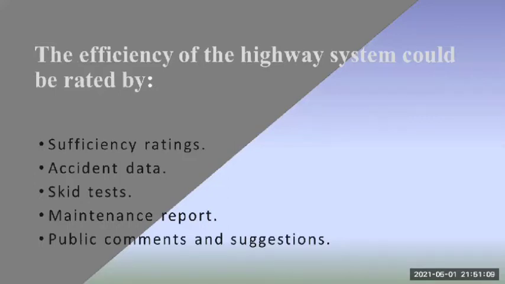The efficiency of the highway system could be rated by sufficiency ratings to determine if the highway should be repaired. Accident data to determine the accident rate. Skid tests to prevent skid-related accidents. Inspections. Public comments.